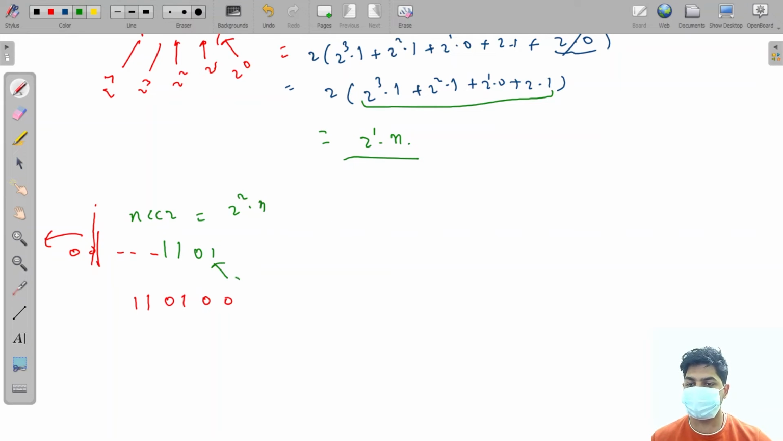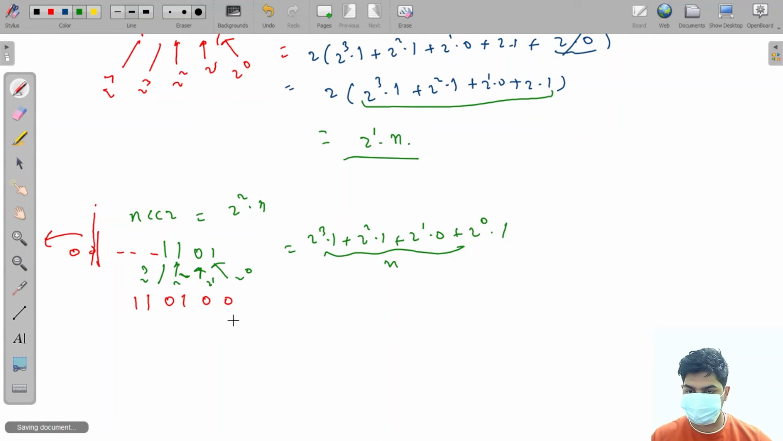So if we write binary, this is 2 raised to power 0, 2 raised to power 1, 2 raised to power 2, 2 raised to power 3. So if we write 2 raised to power 3 into 1 plus 2 raised to power 2 into 1 plus 2 raised to power 1 into 0 plus 2 raised to power 0 into 1. So this is n.